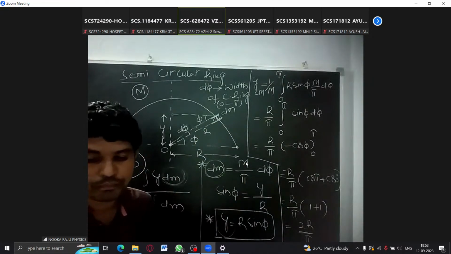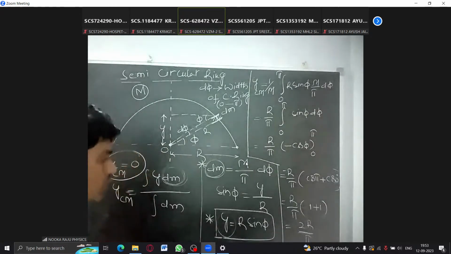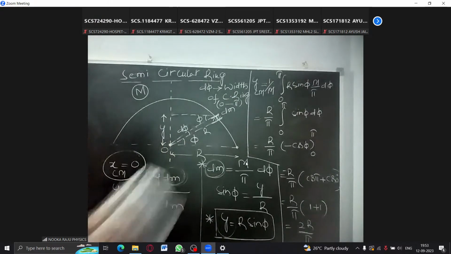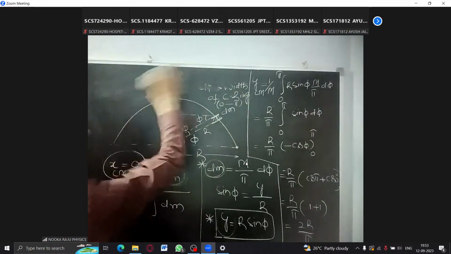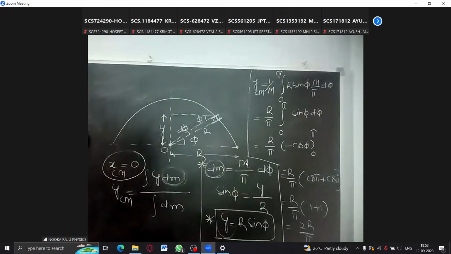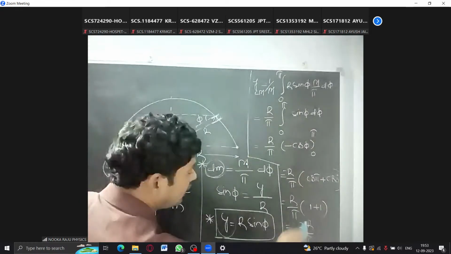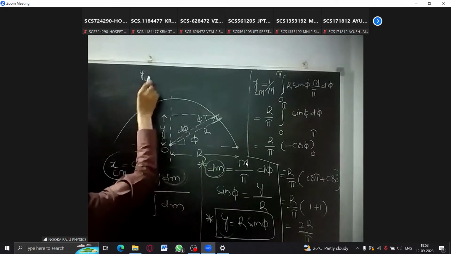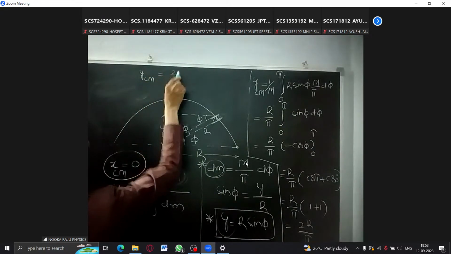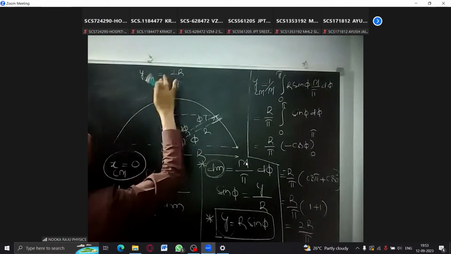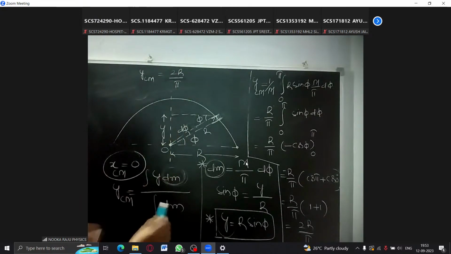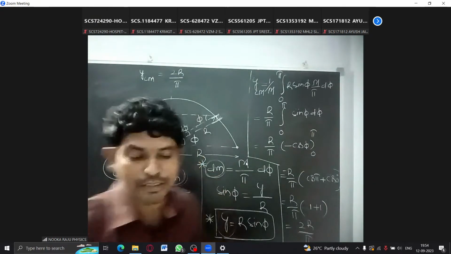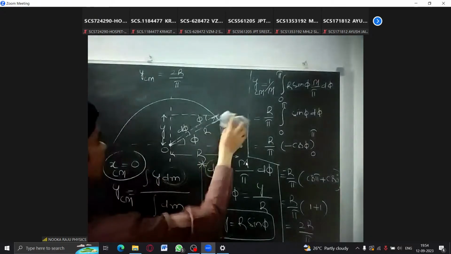Sir, how did you get the YCM value? So this is YCM. This is also YCM. So finally, what is the answer? So finally, this is the YCM. Therefore, YCM equals 2r by pi. So 2r by pi is nothing but, on the y-axis, where the center of mass is located, at the height of 2r by pi. I want to give the diagrammatical representation.